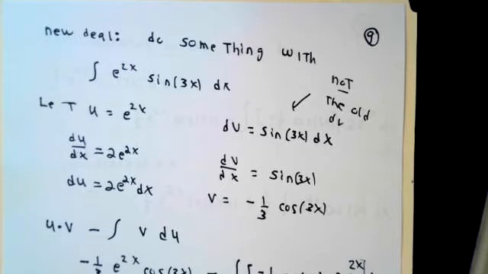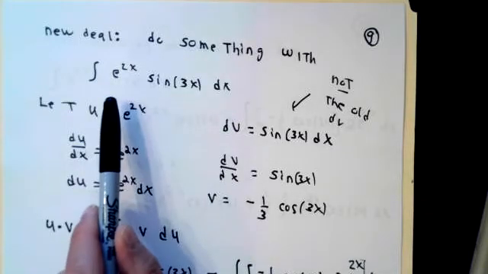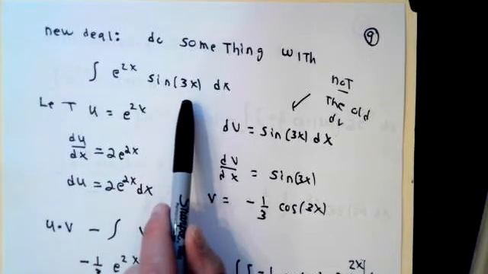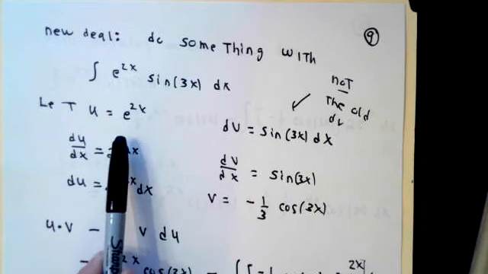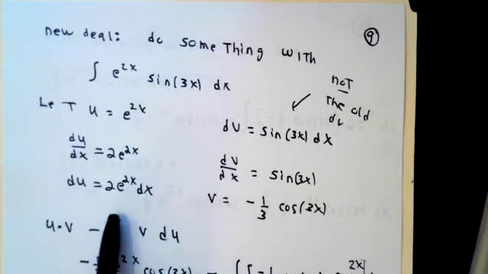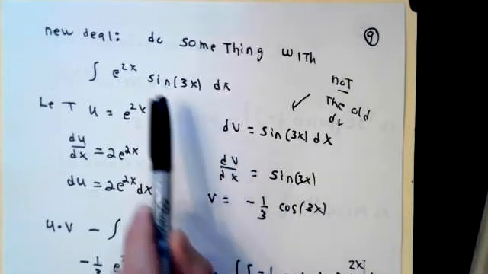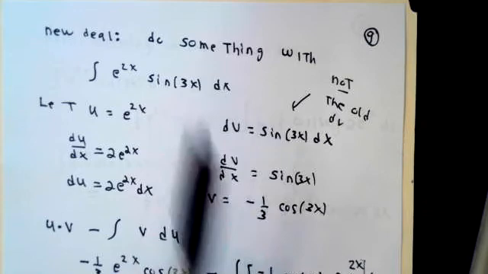So in the new deal, I'm not even thinking about the rest of it right now. I just want to think about the integral of e to the 2x sine 3x dx. Obviously, I can try integration by parts. Now, in this integral, the u I'm still going to take to be e to the 2x, so du works out to be the same thing it used to be. The dv is not the same. This isn't the same integral that we started with. We've got a new deal. dv is going to be sine of 3x dx.